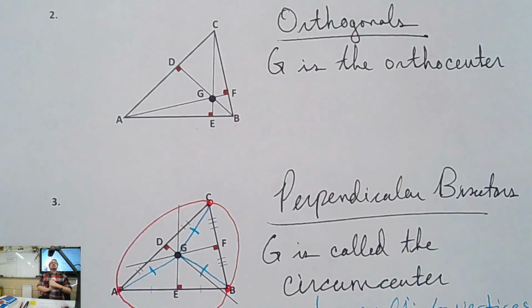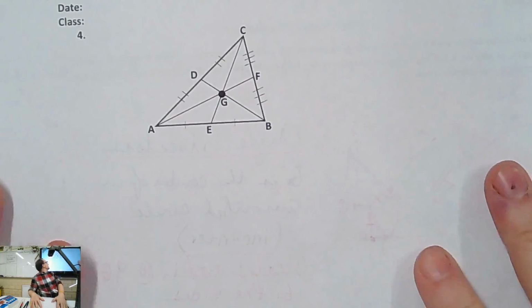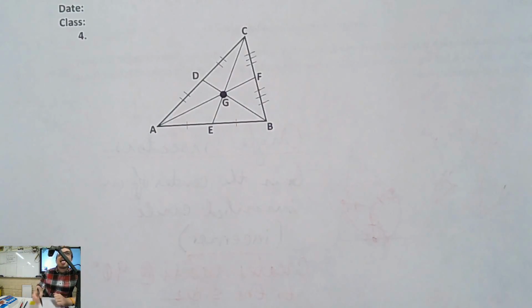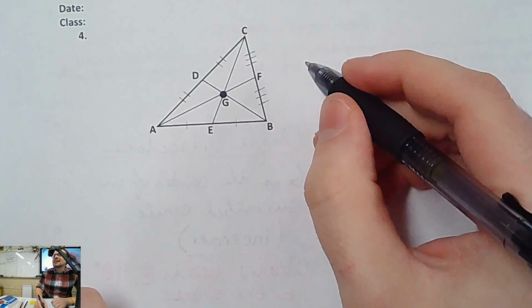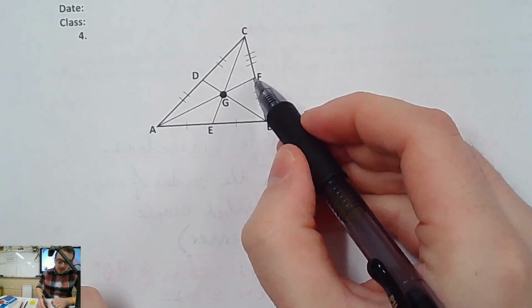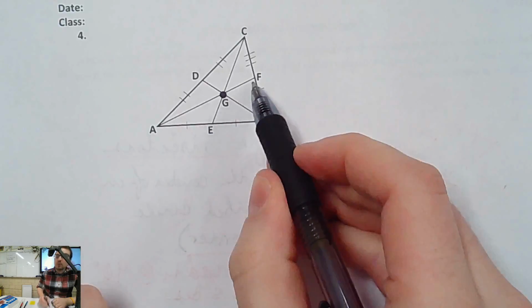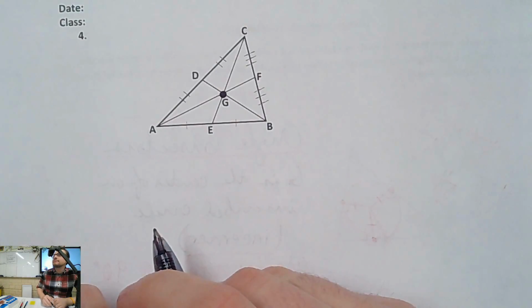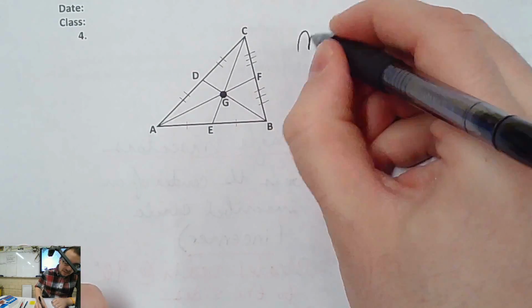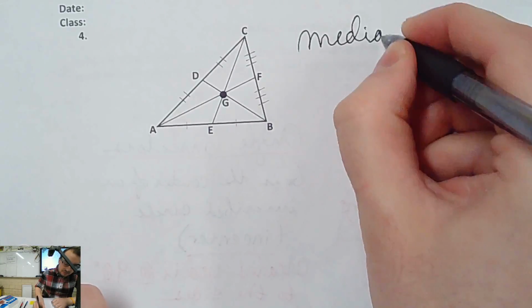The quiz this week can be very, very easy, or it can be very, very hard. You gotta know your stuff, okay? We got one more. What kind of segments are these? Well, these are all midpoints, right? So we're going vertex to midpoint. Medians. I'll see you tomorrow.